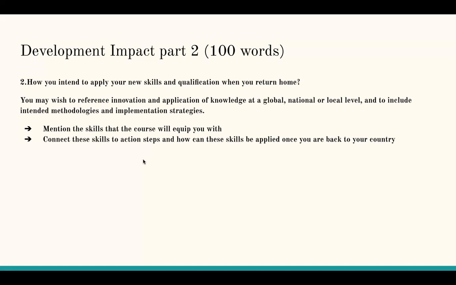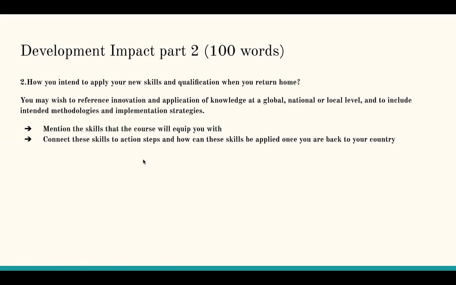And once you figure that out, then you have to connect those skills to the action steps and how these skills are going to be applied once you're back in the country. An example would be if I'm saying that my particular course, Education, Gender and International Development, is focusing a lot on teacher education and how teachers will be equipped with gender responsive strategies in school spaces. This is a skill that I'm learning from my course.